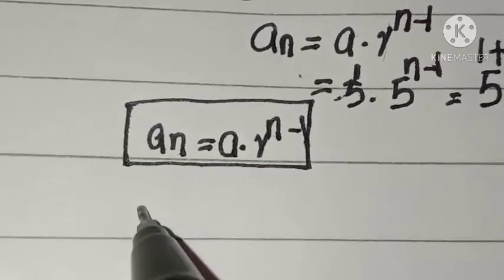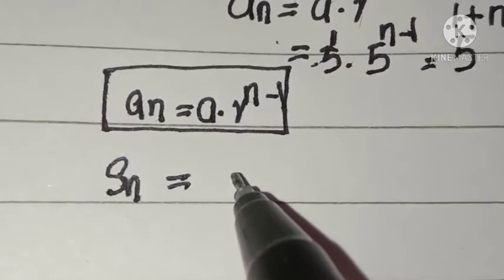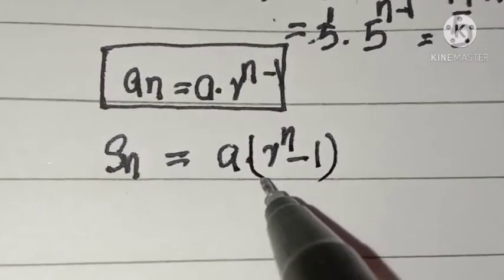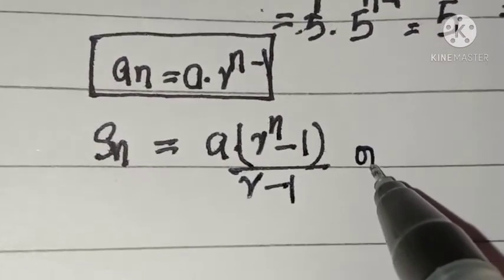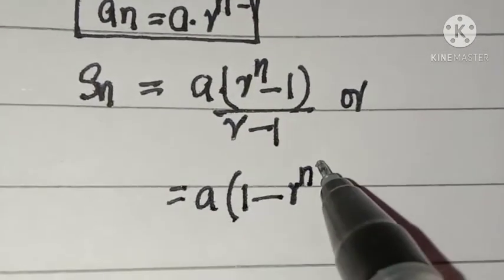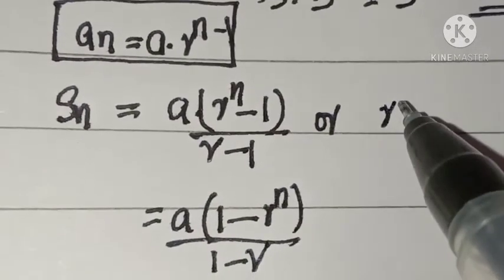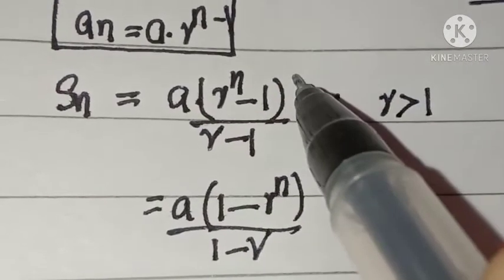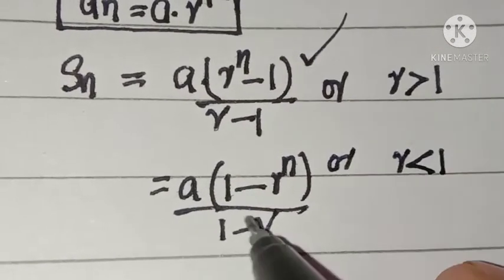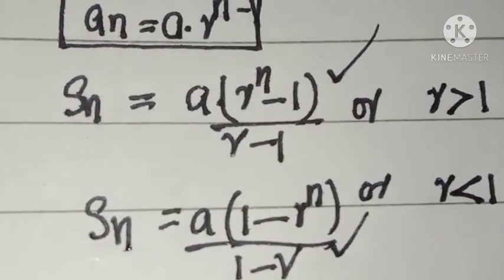Similarly, we can define the sum to n terms of a GP, Sn. There are two formulae. One is a into r raised to n minus 1 by r minus 1, and the second formula is a into 1 minus r raised to n divided by 1 minus r. Okay. Suppose the common ratio is greater than 1, then use this result. Suppose the common ratio is less than 1, use this result to get the sum to n terms of a GP.